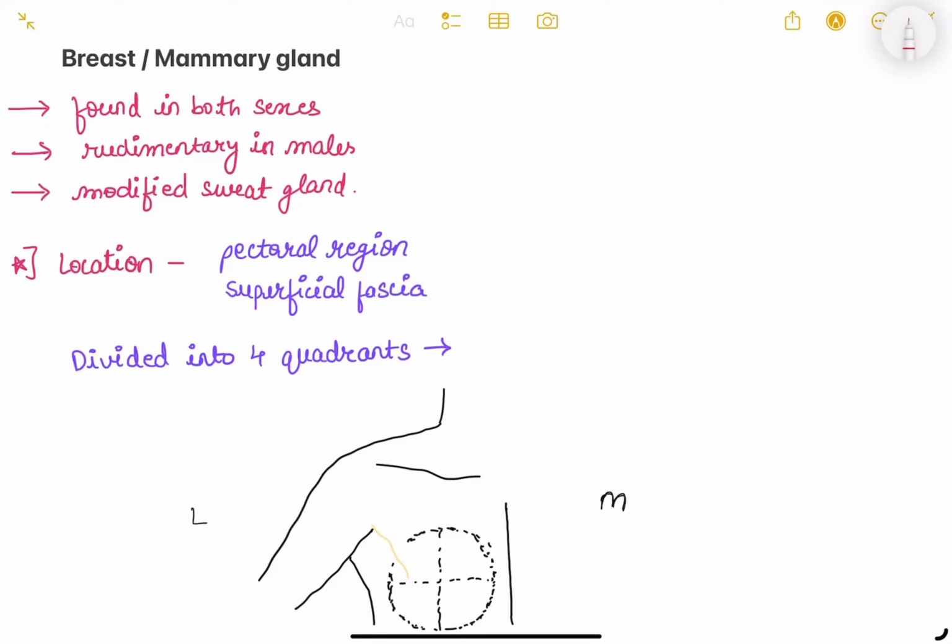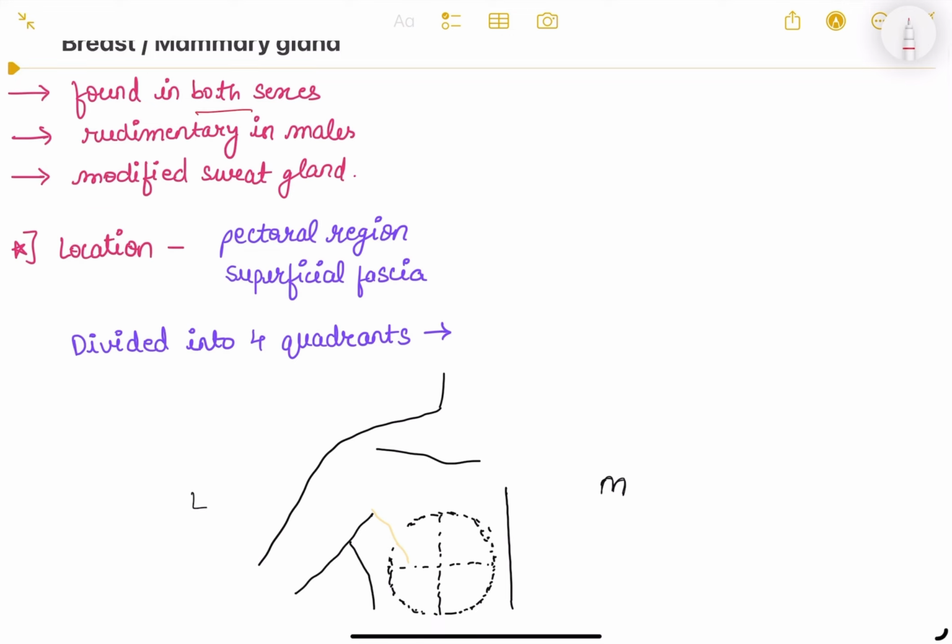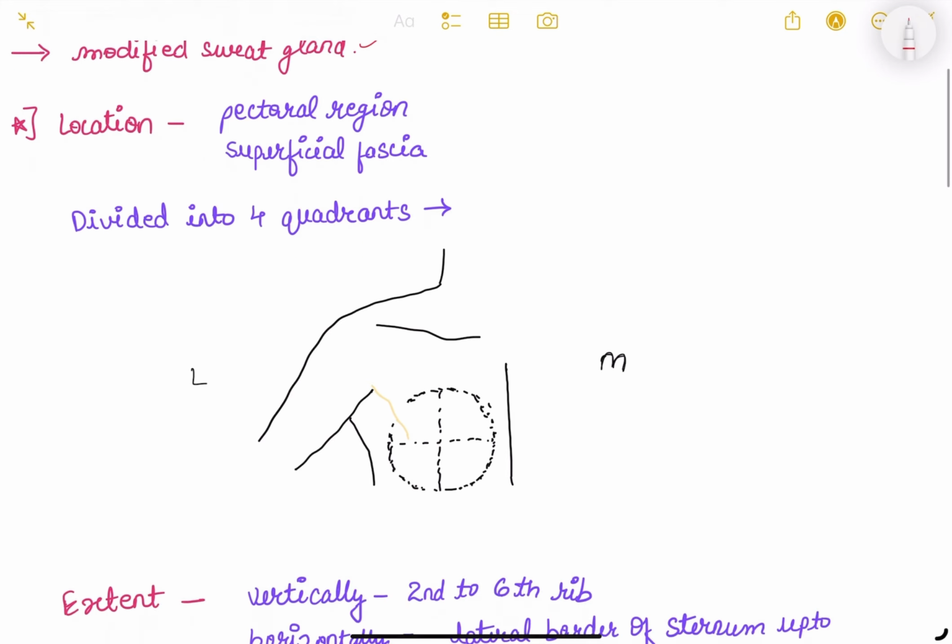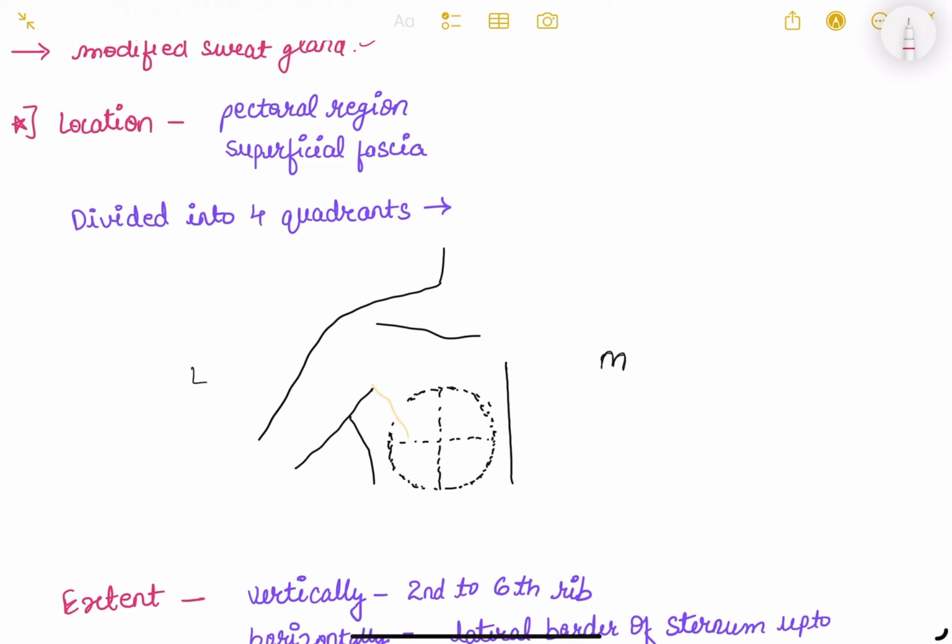So the mammary gland is found in both sexes, but it is rudimentary in males. It is a type of modified sweat gland. So let us discuss its location. The mammary gland is present in the superficial fascia of the pectoral region.